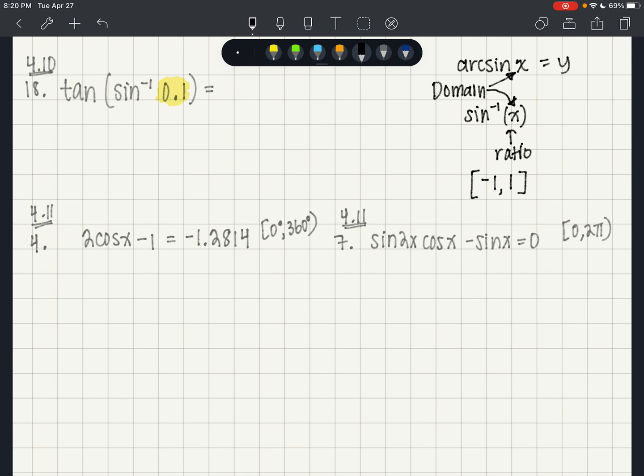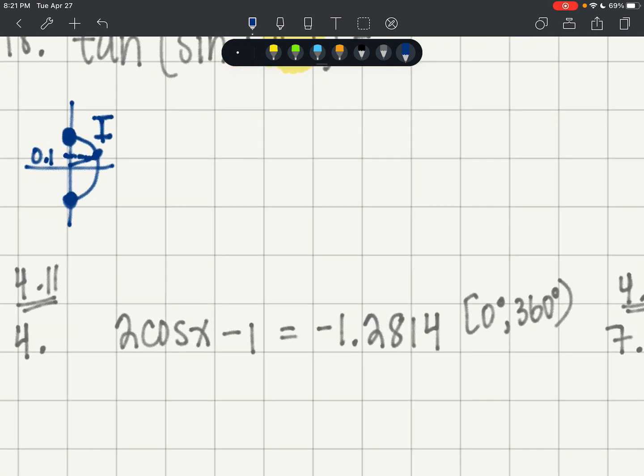0.1 is most definitely between -1 and +1. So this is allowed. So I'm going to come over here and I'm going to say the inverse sine. I'm going to do my partial unit circle. Okay. A positive is going to put me in quadrant 1. So when I want to get an output of 0.1 for sine, remember sine is the y value, it's this angle right here. So I'm going to zoom in on that.